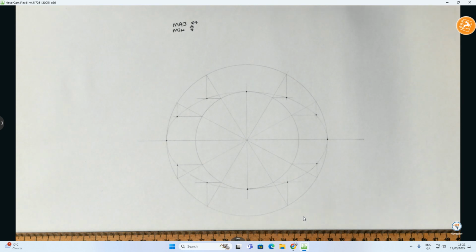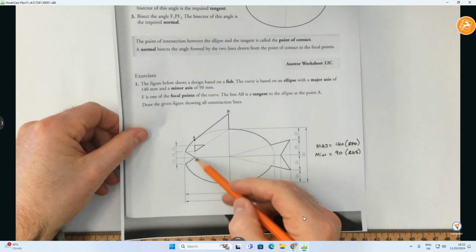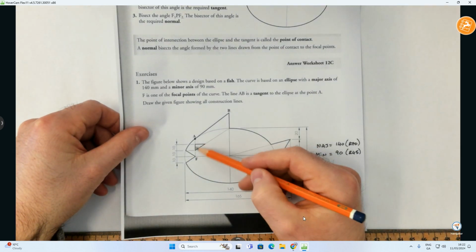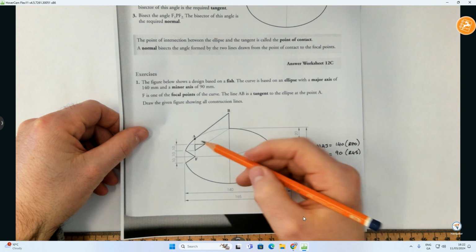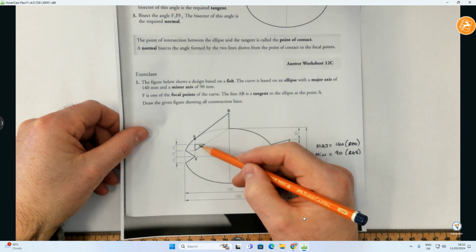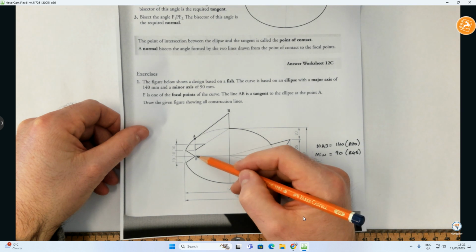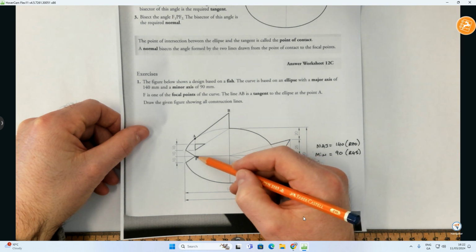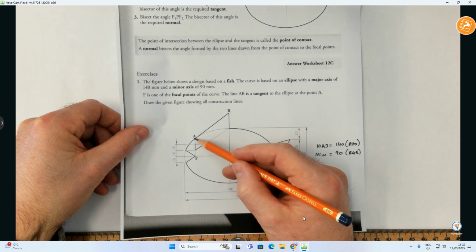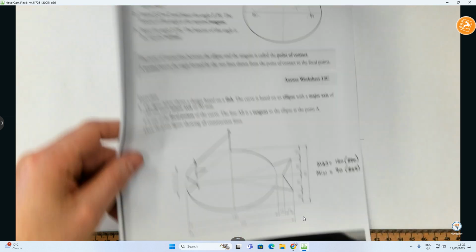Now, what we have to do, we've got our ellipse. What we have to do is we're going to have to do the tangent next. So, to do the tangent, this is what we're going to do. So we can see here, the tangent starts at point A, but that is directly above the focus point here. So what we're going to have to do is find the focus and then do a vertical line up to find A, which is where our tangent is going to start.